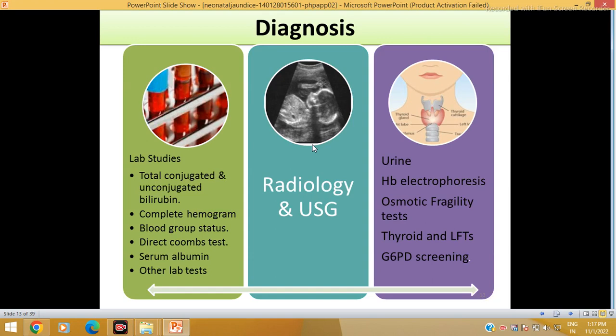Then second is radiology and USG. So we do the USG examination if we find other comorbidities like ascites, or if the baby is having some other issues also. And urine, hemoglobin electrophoresis, osmotic fragility test, thyroid and LFTs, and G6PD screening.